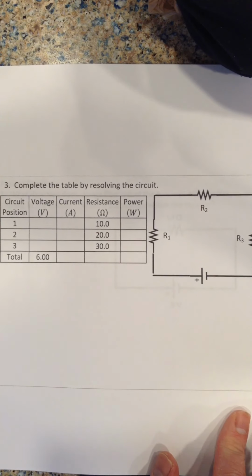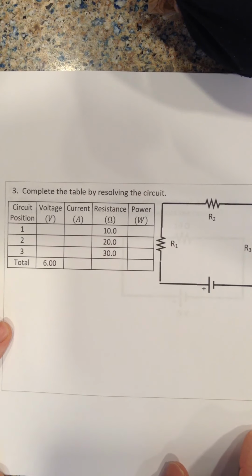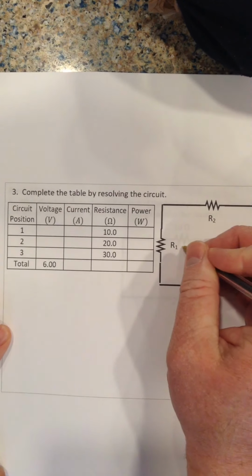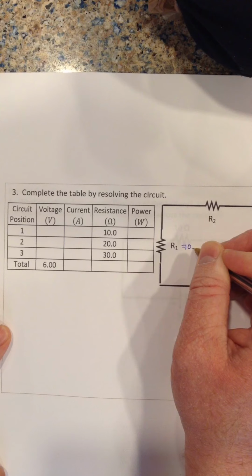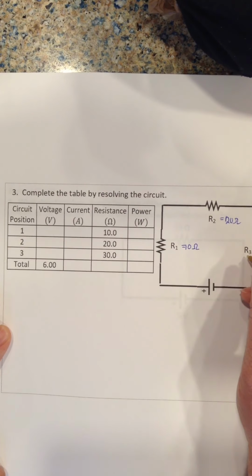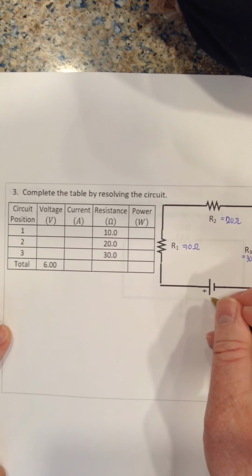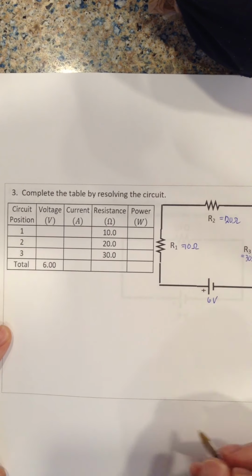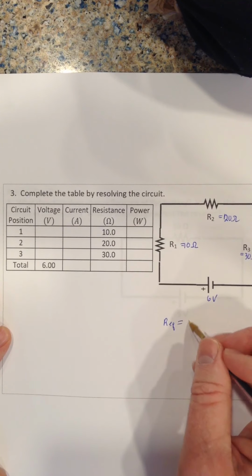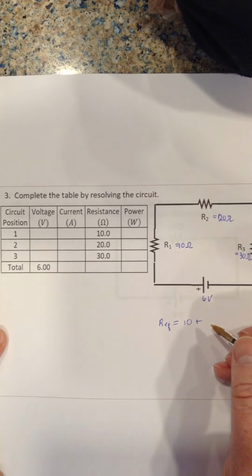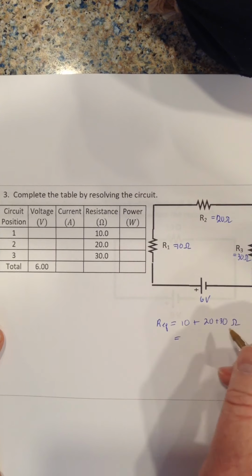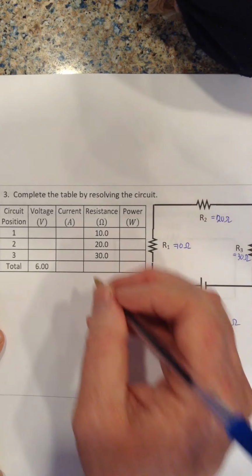Okay, then we have one more example. Number 3. So this is 10 ohms, this is 20 ohms, and this one here is 30 ohms, and my voltage is 6 volts. So my R equivalent is going to be 10 plus 20 plus 30 ohms, which is going to be 60 ohms.